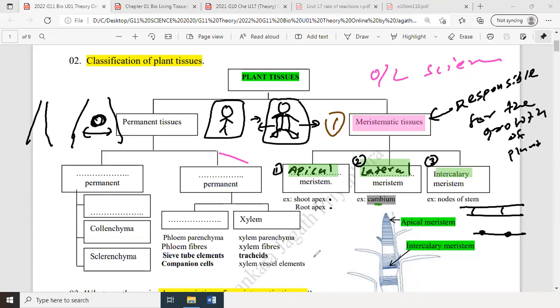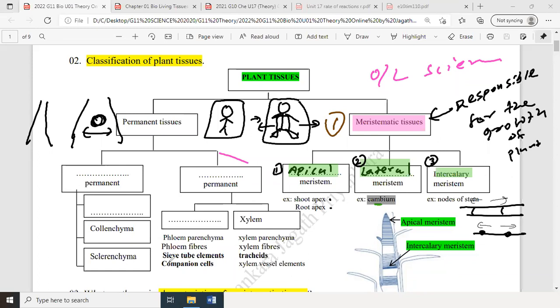The length of these internodes is increasing due to the action of what? Intercalary meristem, or the nodes of the stem also come under intercalary meristem. So in bamboo, the length between the nodes increases. When the length between the nodes increases, the plant also increases in height, right? Okay, so that is about meristematic tissues.